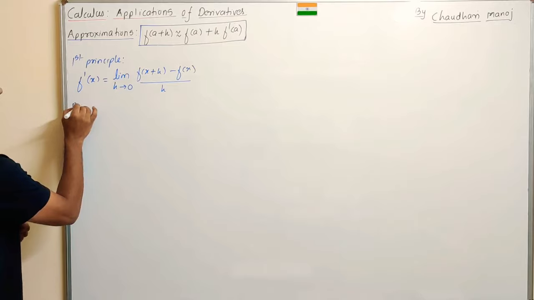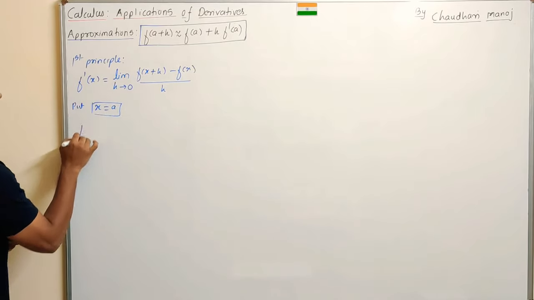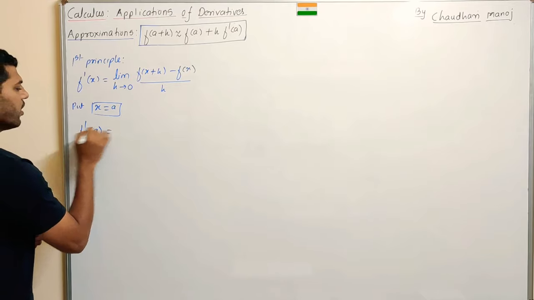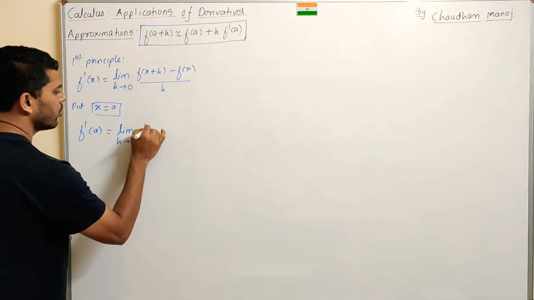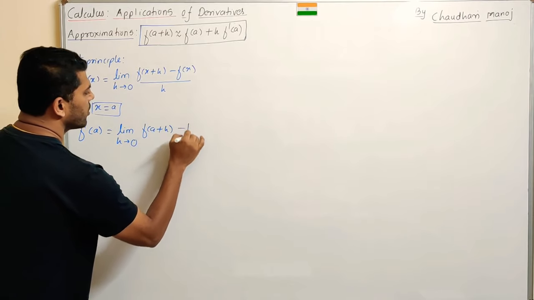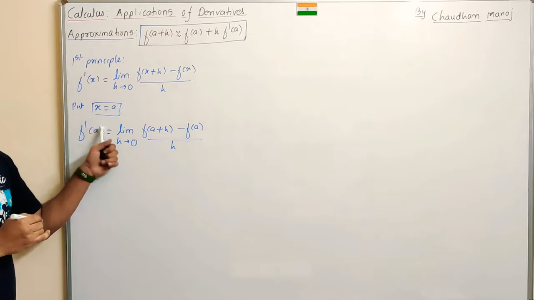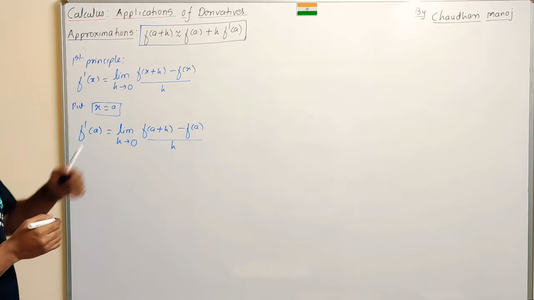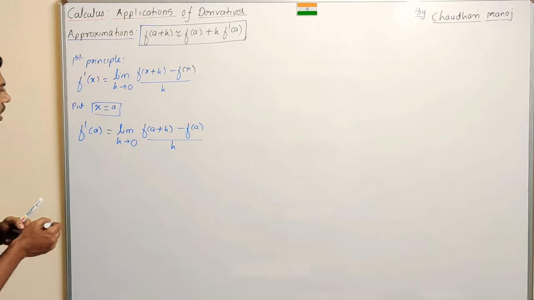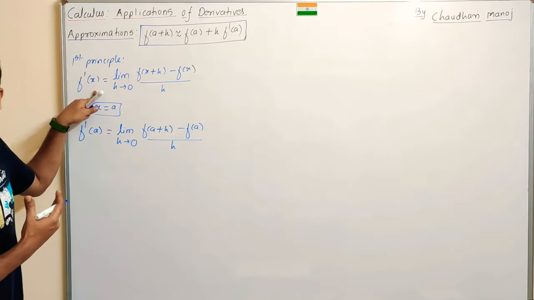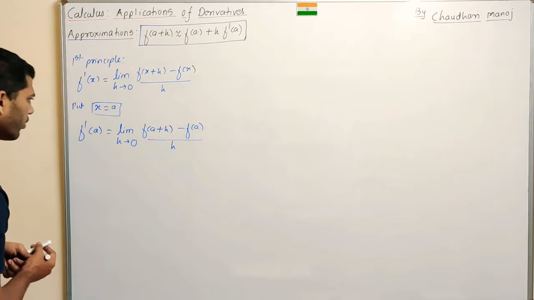What if I put x equal to its exact value a in this? That is nothing but the derivative at a point. So f dash of a is equal to limit h tends to 0, f of a plus h minus f of a upon h. So simply I am substituting the value x equal to a in this formula, everywhere. So this is the ordinary derivative, a general derivative, but this is the derivative at the point x equal to a.